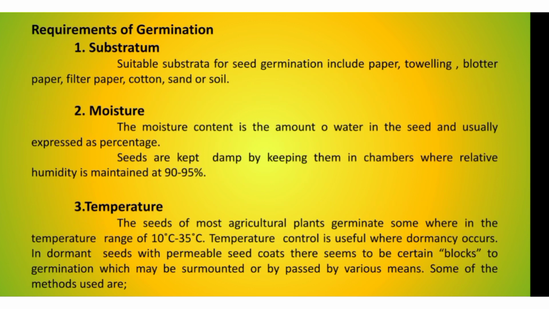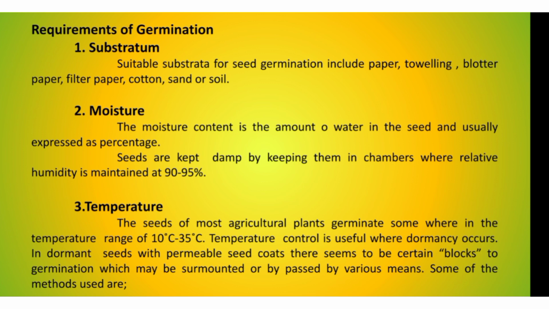The requirements for germination. First is the substratum. Suitable substrata for seed germination include paper toweling, blotter paper, filter paper, cotton, sand, or soil. Another term is stratification, in which you use filter paper or sand to make a rough side with some pores for the seeds, so they can easily imbibe water. Imbibing is the absorbing of water. Second is moisture.